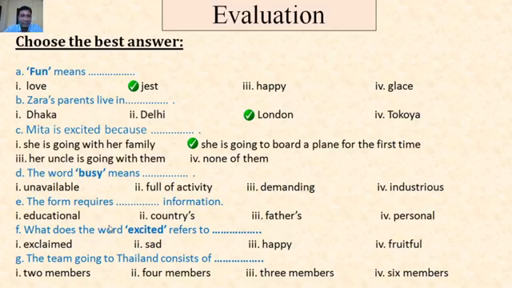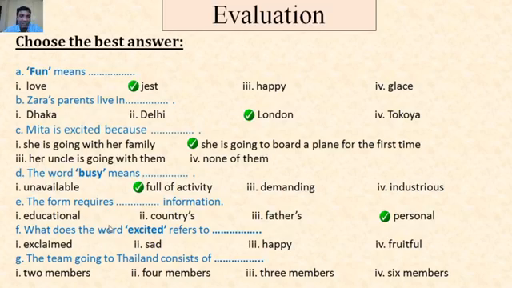D. The word busy means unavailable, full of activity, demanding, industrious. Oh, nice. You all are right. It is also number 2, full of activity. Busy means full of activity. E. The form records blank information. What is the correct one? Educational, countries, fathers, personal. Yes, you are right. The form requires personal information.